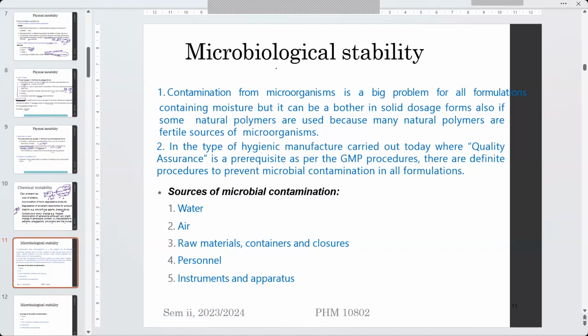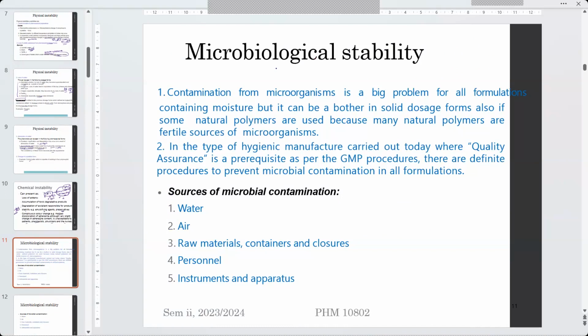Then, when we talk about microbial stability, microbiological stability means, as I explained, I want to keep the sterility of the dosage form or keep the microbial count within the accepted limits. It depends on the type of dosage form, whether it is sterile or non-sterile.